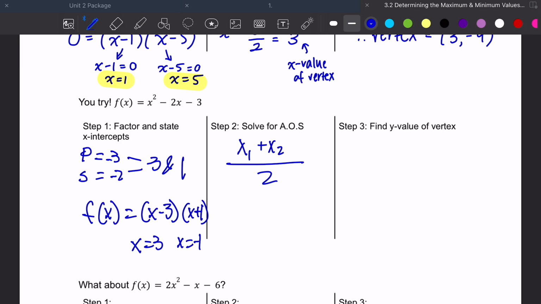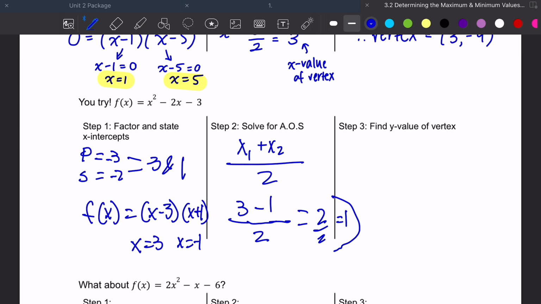And now we got to average them to find our AOS. So 3 plus negative 1, or 3 minus 1. Either way, 3 plus negative 1 and 3 minus 1 are the same. So that gives me 2 over 2, so just 1. Okay, so 1 is our x value of the vertex. Because we did 3 plus negative 1, which makes 2, and then 2 divided by 2 is 1.